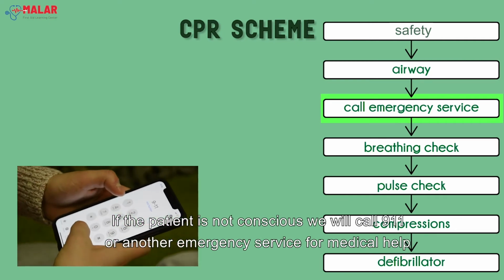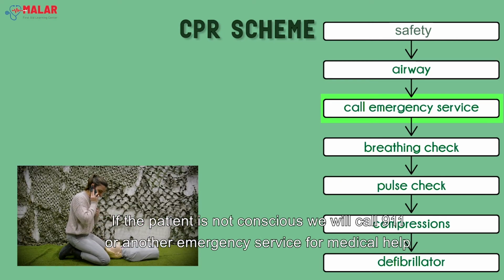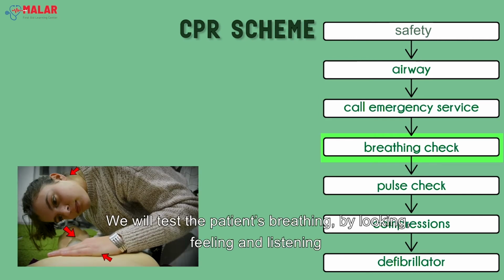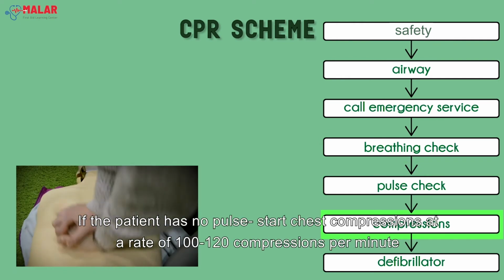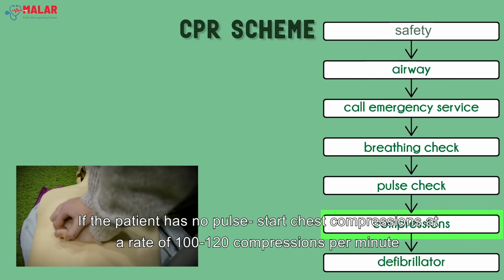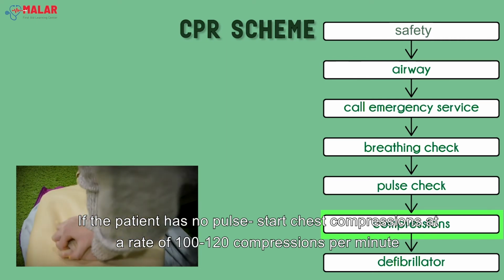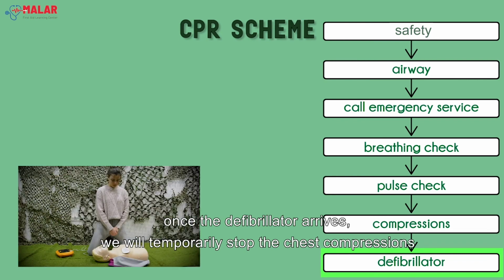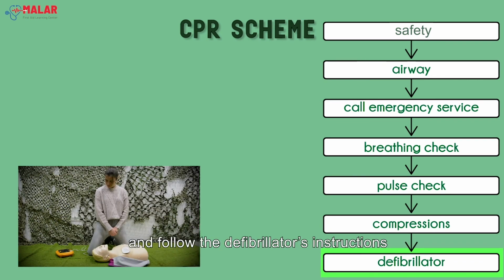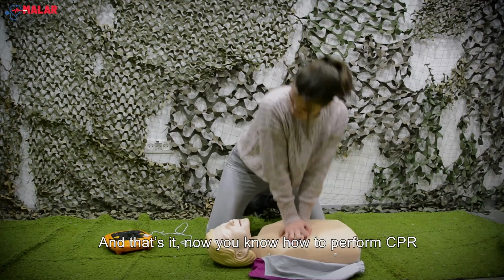3, if the patient is not conscious, we will call 911 or another emergency service for medical help. 4, we will test the patient's breathing by looking, feeling, and listening. 5, if the patient is not breathing, we will check their pulse. 6, if the patient has no pulse, start chest compressions at a rate of 100 to 120 compressions per minute. 7. Once the defibrillator arrives, we will temporarily stop the chest compressions and follow the defibrillator's instructions. And that's it. Now you know how to perform CPR.